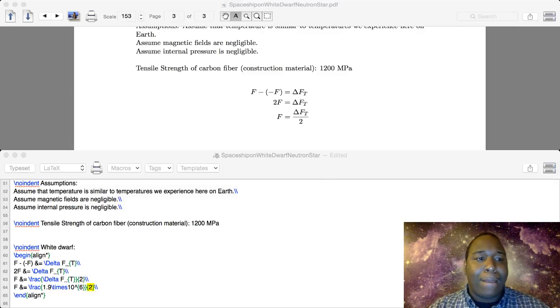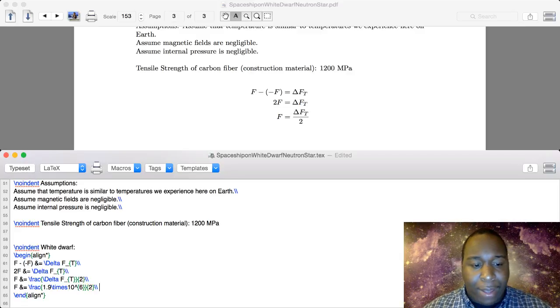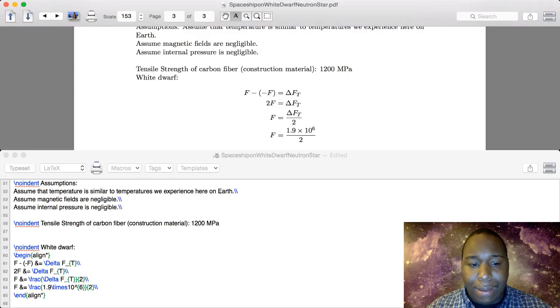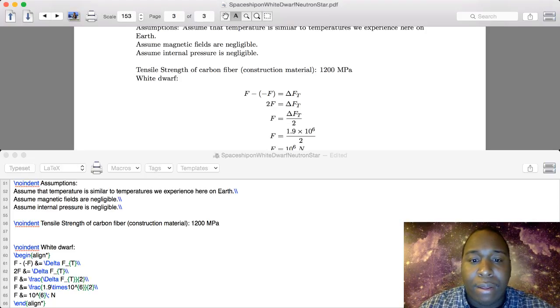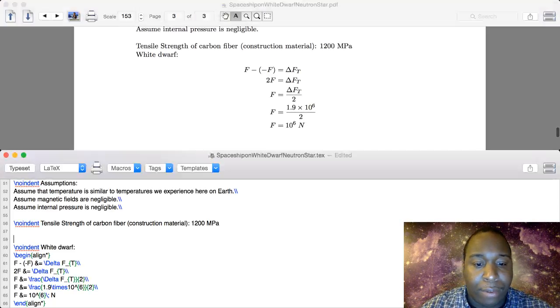All right. So what this should end up giving us, when dividing by a factor of 2, I am so inclined right now to just simply do some rounding. We're just going to basically say it's on the order of 10 to the 6 newtons, because 1.9 is almost equal to 2, so that's good enough. So this is the amount of force we're getting in the case of using a white dwarf as the star.